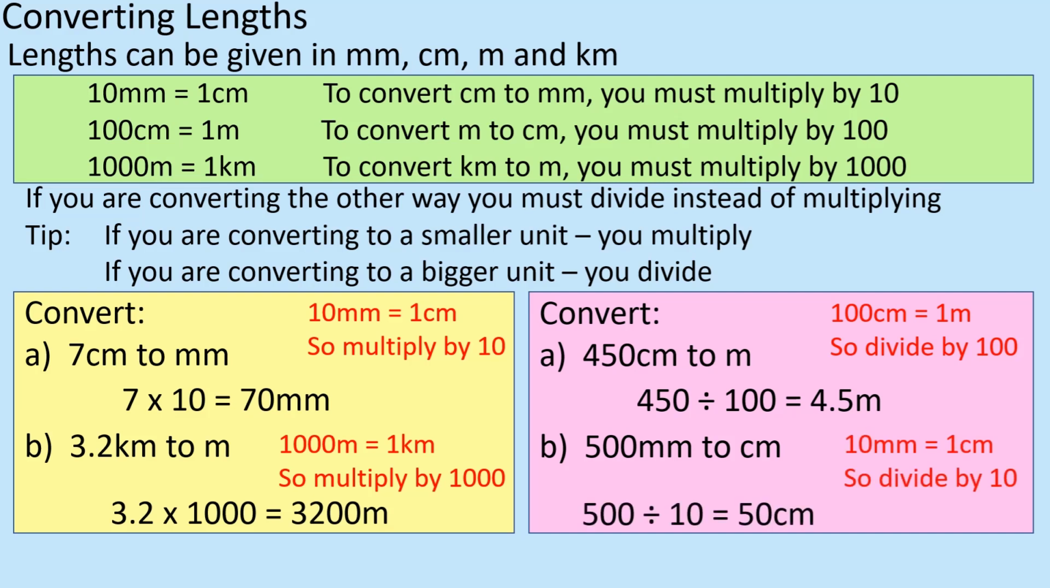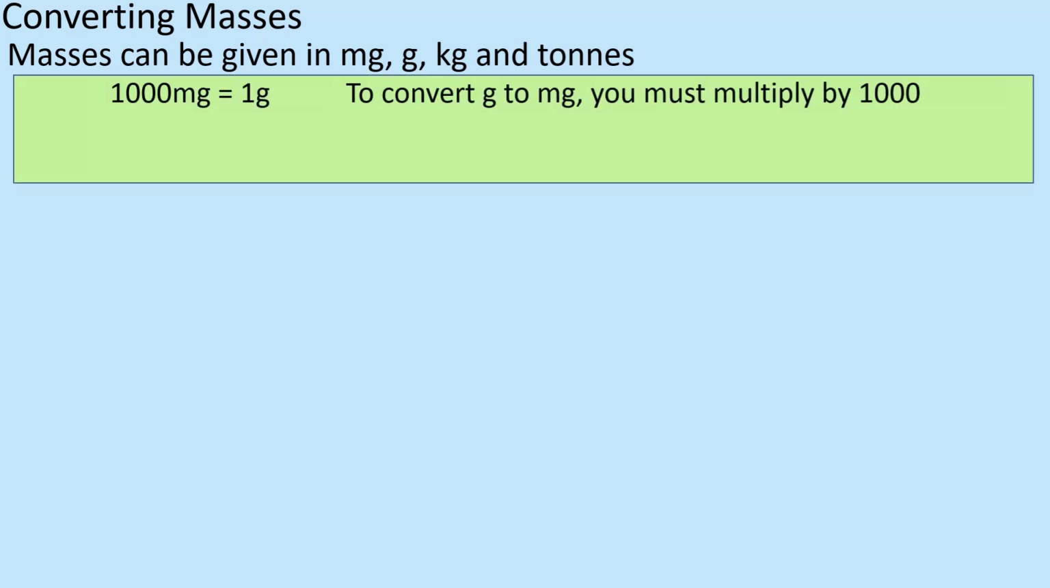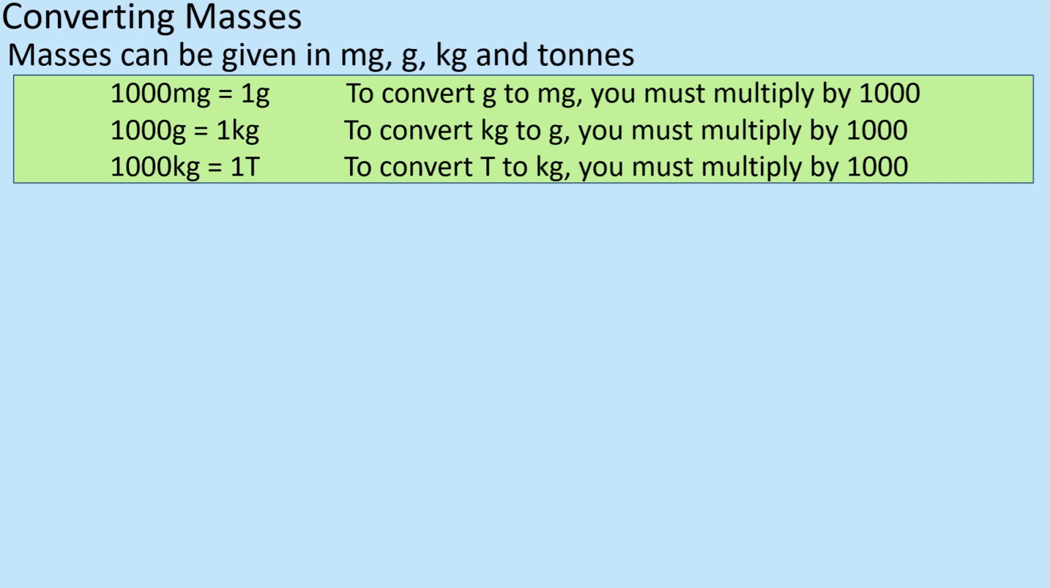Okay, so they're the main rules for lengths. So let's have a look at masses. Very similar in terms of how it's put together. You've got milligrams, grams, kilograms, and tons. Tons you need to be more familiar with probably, but essentially you've got 1,000 milligrams in 1 gram, 1,000 grams in 1 kilogram, and 1,000 kilograms in 1 ton. So really straightforward in terms of masses. It's all that idea of 1,000. It's just a case of how many thousands.